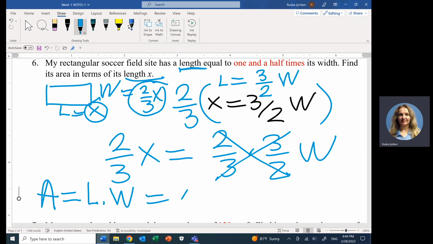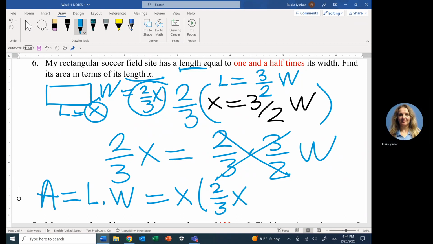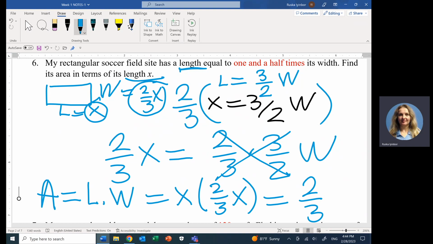The length was x, and the width is 2/3x. And then when I multiply those two, it's going to be 2/3 x squared, because x times x is x squared. And this is my final answer.